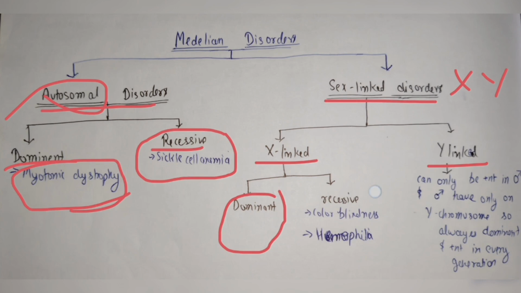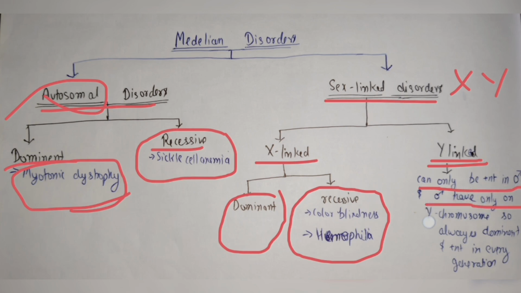While for X-linked sex-linked disorders, dominant ones have no examples, but recessive ones have two examples in our syllabus, color blindness and hemophilia. While Y-linked have no examples, since they are linked to the Y chromosome, and the Y chromosome can only be present in males, and males have only one Y chromosome, if a Y-linked disorder is present in someone, it would always be dominant and it would be present in every generation. So pedigree type questions could be done through this data.